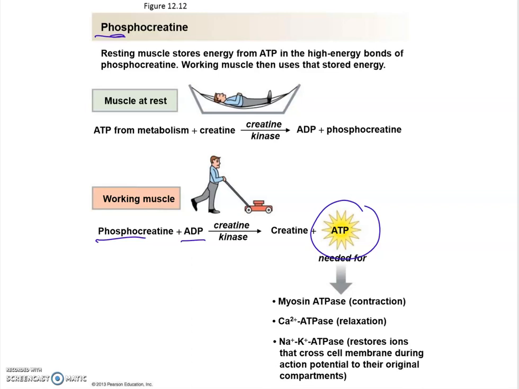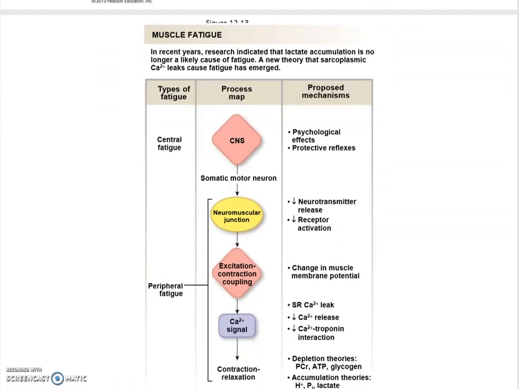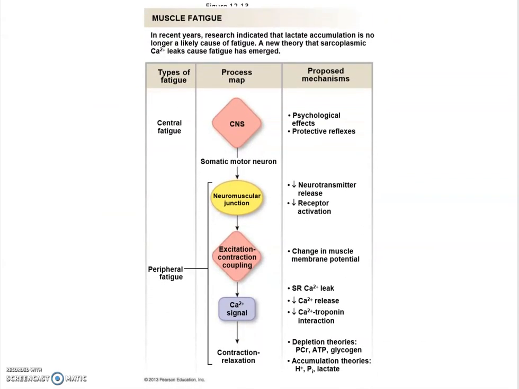fast. Once that source is used up, then you're going to have to churn out more ATP by starting your aerobic metabolism engines and producing ATP. Muscle will fatigue eventually, and that's mostly due to depletion of these energy sources, and sometimes also lack of oxygen delivery that then causes buildup of lactic acid, and that gets you even faster into fatigue.